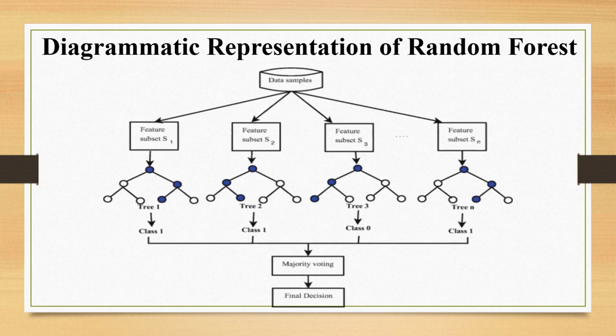Then we are going to separate it as class 0 or class 1. So, majority voting. Here we have 3 class 1, so class 1 is the majority. So we are going to take the final decision as class 1. That is the output of our algorithm. This is the diagrammatic representation of the random forest. I hope you have understood very well.